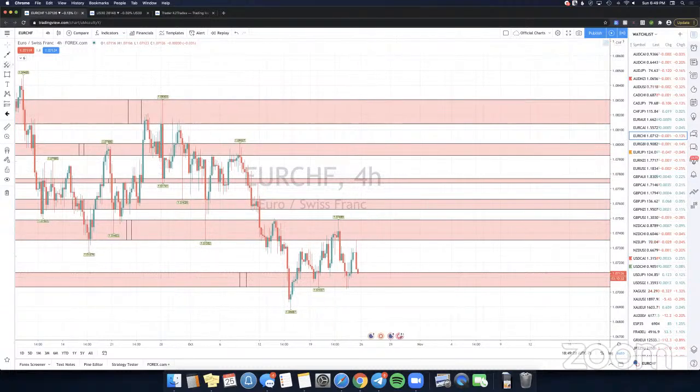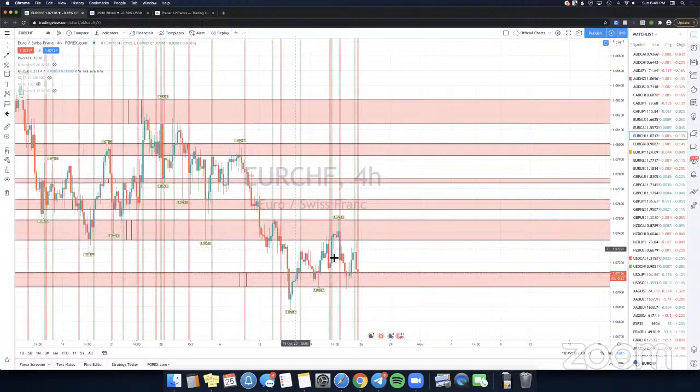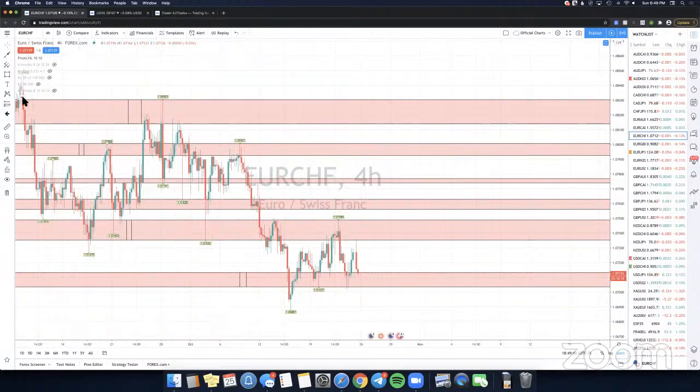If price breaks below this point, it might provide for a nice sell signal or a sell entry if we have a sell signal already fired, which we do. So this is a sell signal right here. If price breaks below it, then it could provide for a nice sell entry.